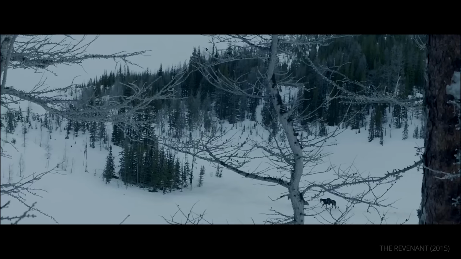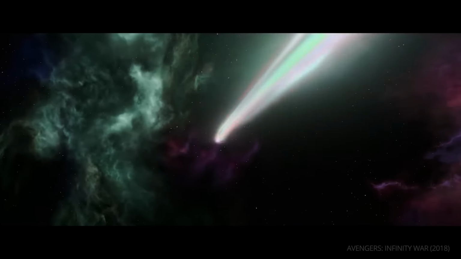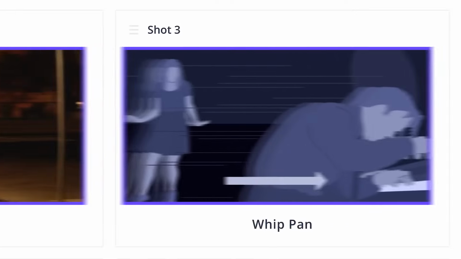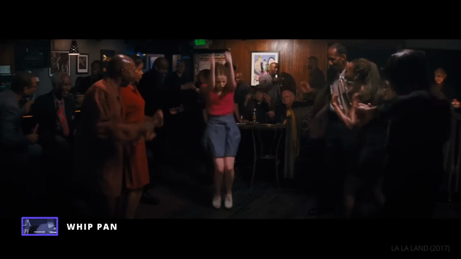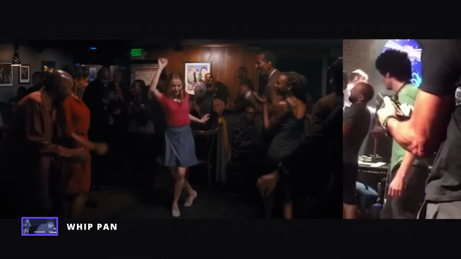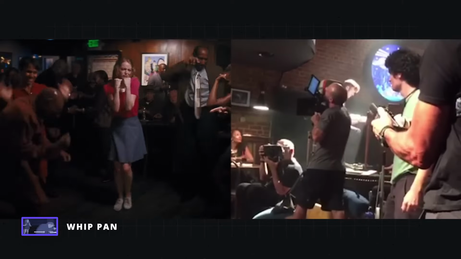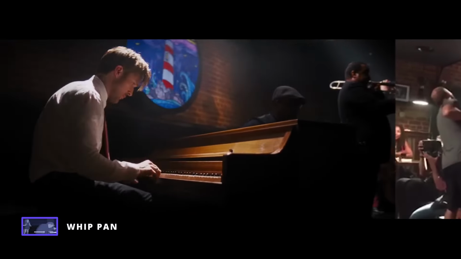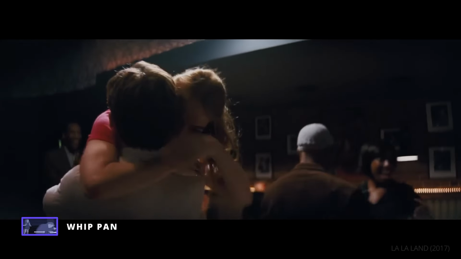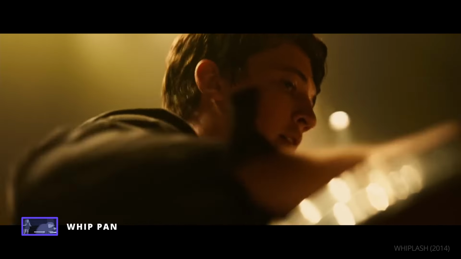Moving on. A slow pan builds anticipation, while a rapid pan heightens the energy of a shot. These are known as whip pans. Director Damien Chazelle uses whip pans to create relationships between characters. In La La Land, he amps up the energy in the scene, while underscoring the growing synergy between Sebastian and Mia. He uses the same technique for a different effect in Whiplash, no pun intended.